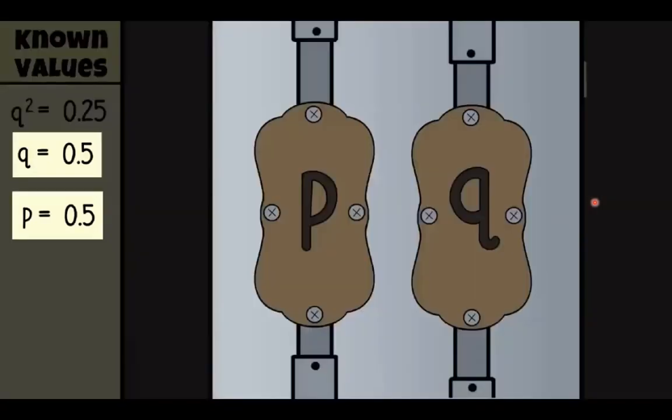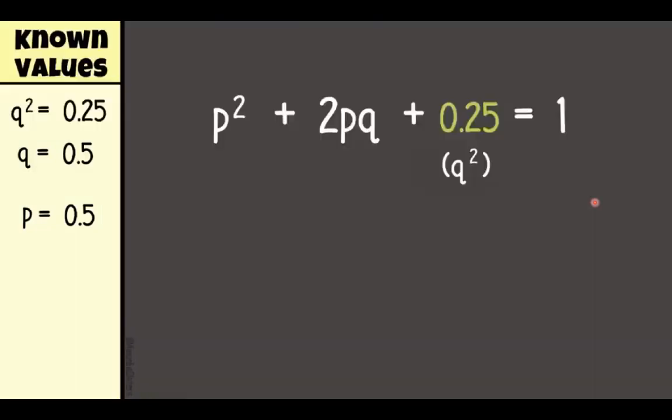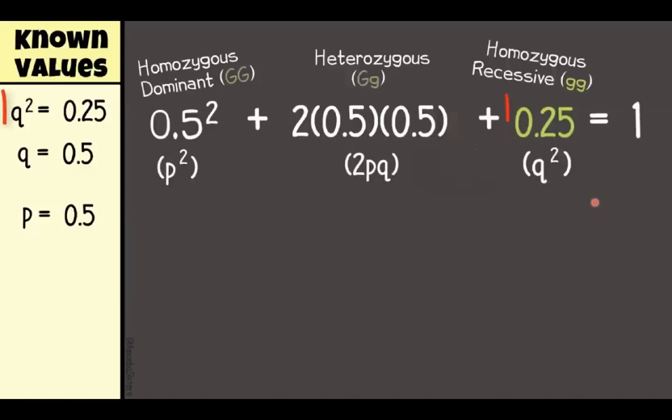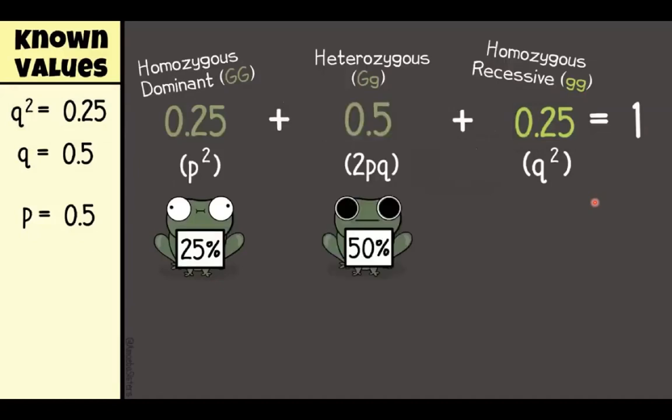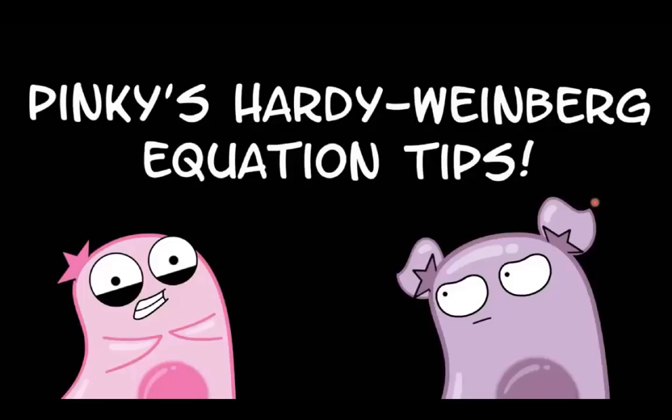Now I have p and I have q, and I can take care of everything else. I can use the second equation to determine the homozygous dominant frequency, the heterozygous frequency, and I already knew the homozygous recessive frequency from the beginning. Plugging those in, p squared equals 0.25 for the genotype frequency big G, 2pq equals 0.5 for the genotype frequency big G, little g, q squared equals 0.25 for the genotype frequency little g. Phew, that's a lot. Finally, some last tips for solving Hardy-Weinberg equations.